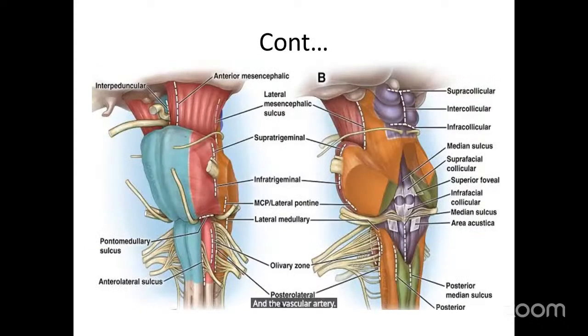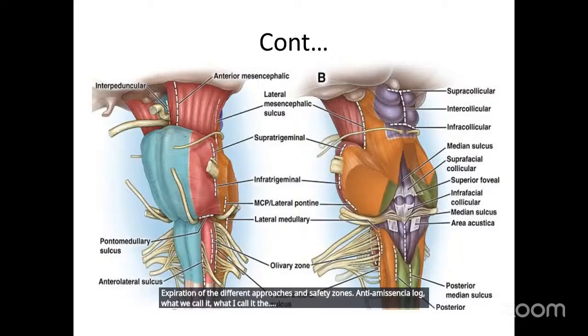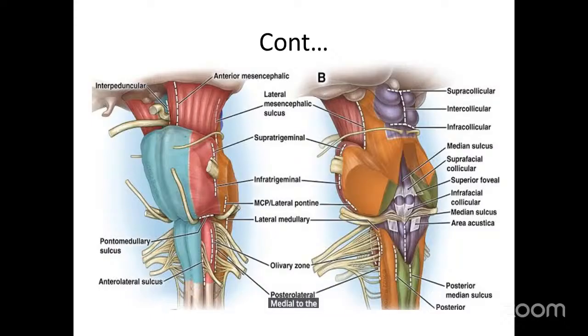This is some diagrammatic and pictorial expression of the different approaches and safe entry zones. Anterior mesencephalic, what I call it, medial to the crus cerebri, and this is the median fissure.